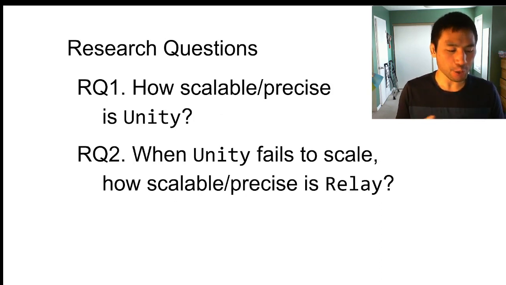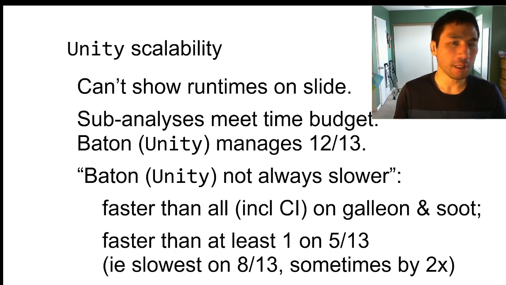So the research questions they addressed in the evaluation are: how scalable and precise is Unity? And also, if Unity doesn't work, can we use Relay? Okay, they have tables. I can't show the table on the slide, there's too much. But basically, the result is that for Unity, all the sub-analyses meet the time budget. They were kind of chosen that way. And then Baton manages 12 out of 13 on time budget. There's one that doesn't fit.